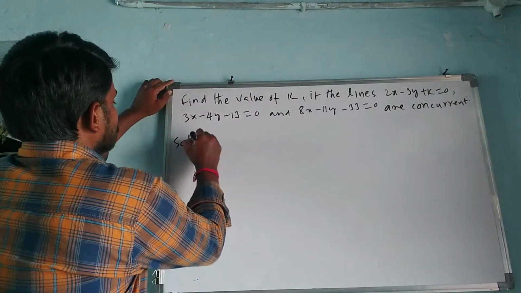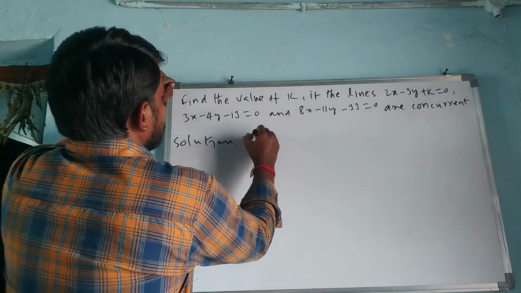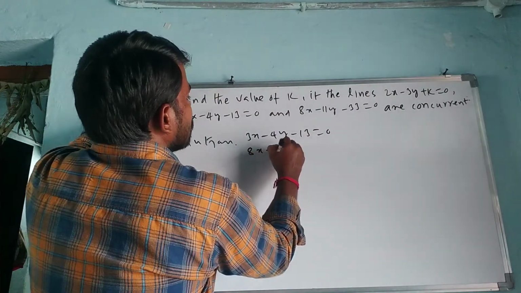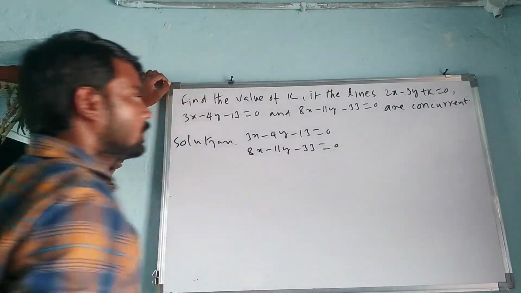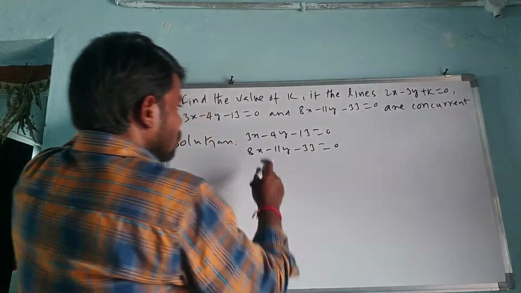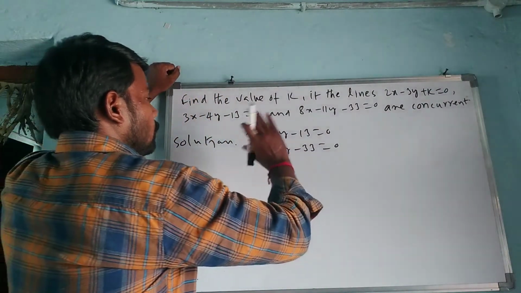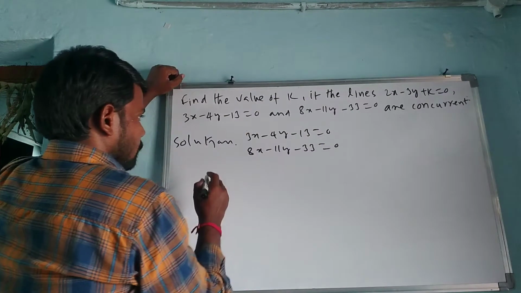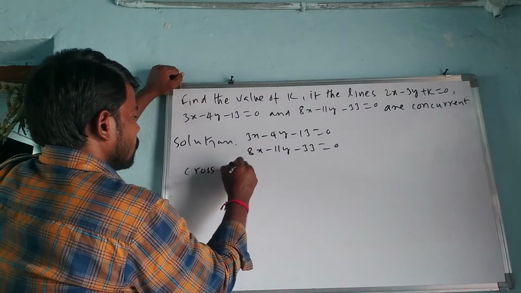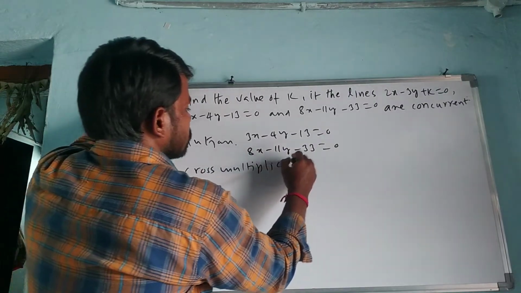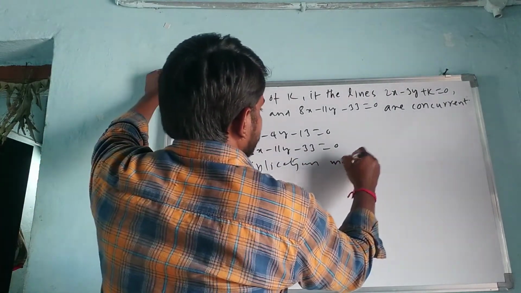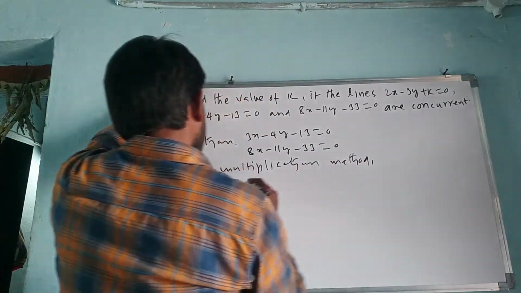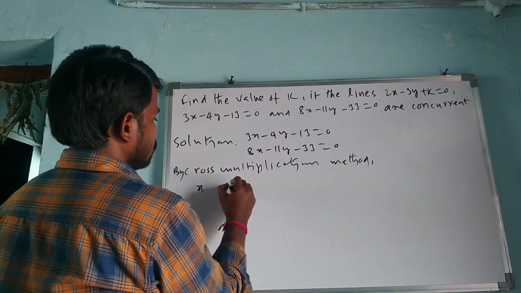Solution. 3x minus 4y minus 13 is equal to 0, and 8x minus 11y minus 33 is equal to 0. Now we can find the point of intersection of these lines by the cross multiplication method. By the cross multiplication method, we get the x and y values. So here x, y, 1.